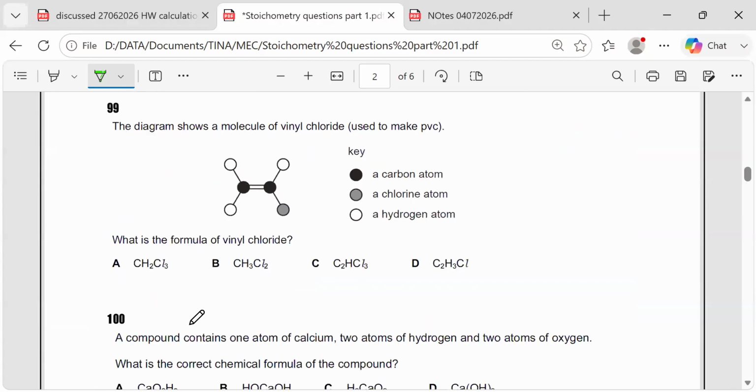Wait, 99. This one you just count. This one is literally like Lego like that. Okay, so do the other three.